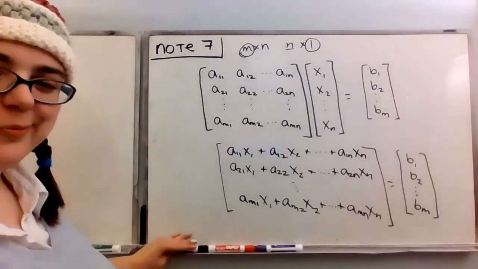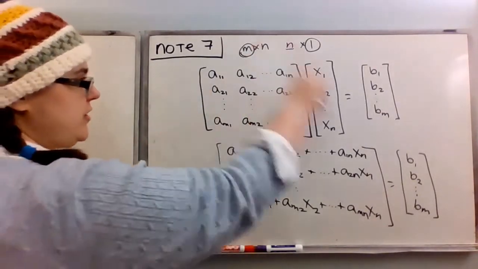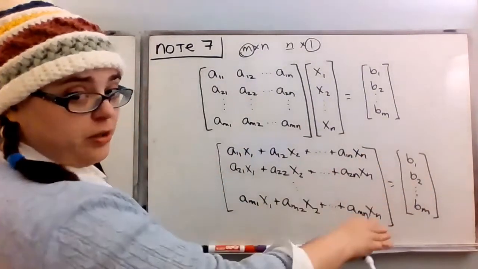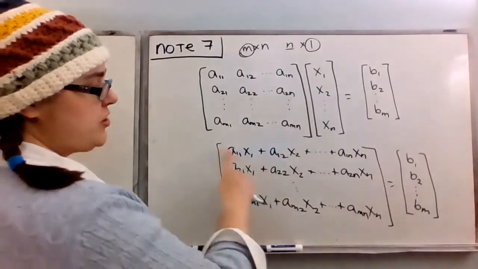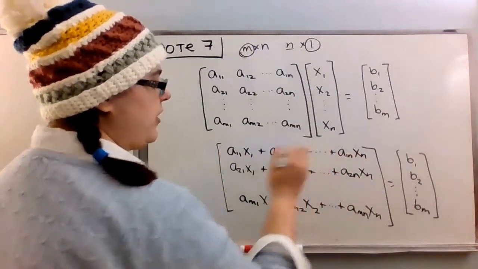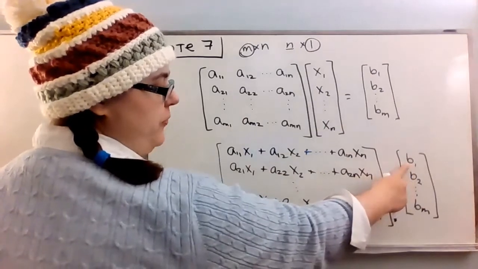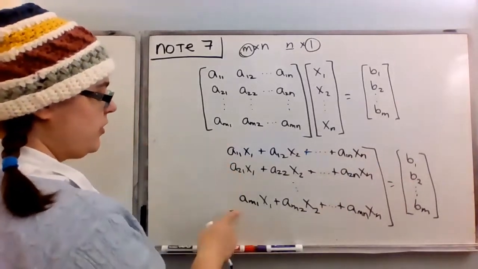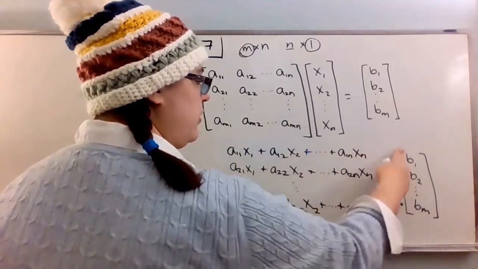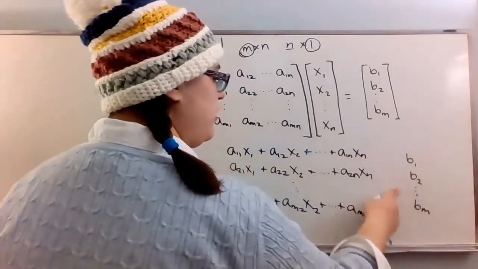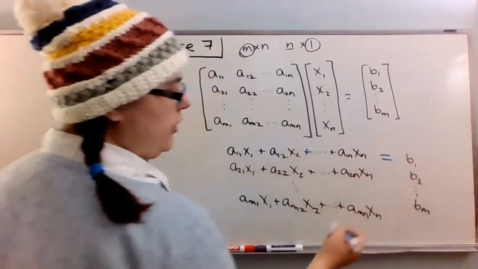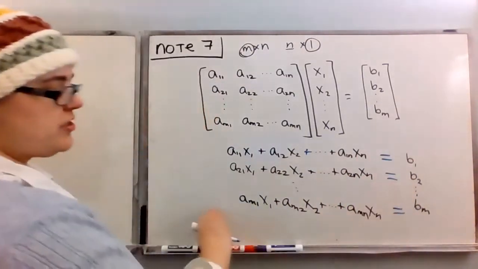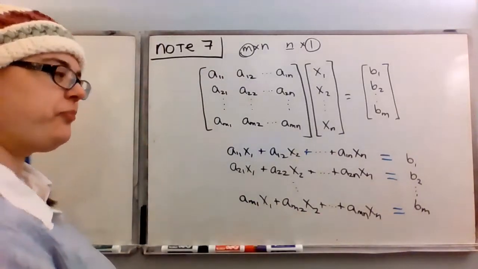So I'm going to do a bit of erasing here. I did this multiplication, and notice that if we have two matrices that are equal, their coordinates have to be equal. So this first coordinate has to equal this first value. The second coordinate has to equal the second value, and so on. So I could think of it where this first coordinate is equal to B1, the second coordinate is equal to B2, all the way down. So this final coordinate is equal to that coordinate there.